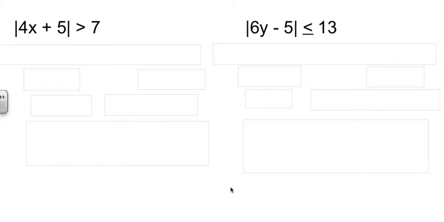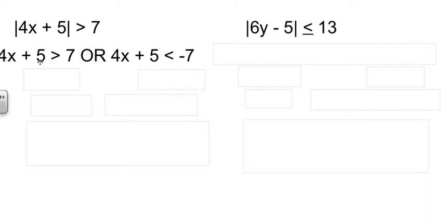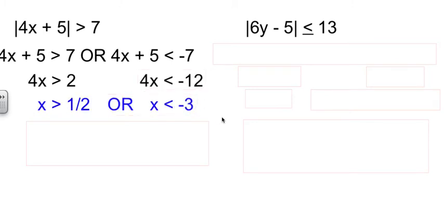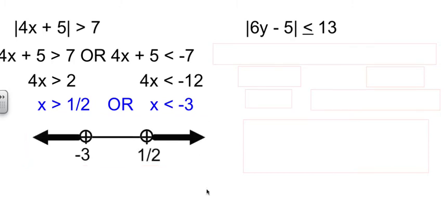Okay, let's step up a notch. This time we have absolute value of 4x plus 5 is greater than 7. That we need to split into two problems. Since it's greater than, I expect an or here. 4x plus 5 is greater than 7, or 4x plus 5 less than -7. Subtract the 5 over, divide by 4. I'm looking for numbers that are either greater than a half or numbers that are less than -3. It's an or, we expect it to point apart, and it does.